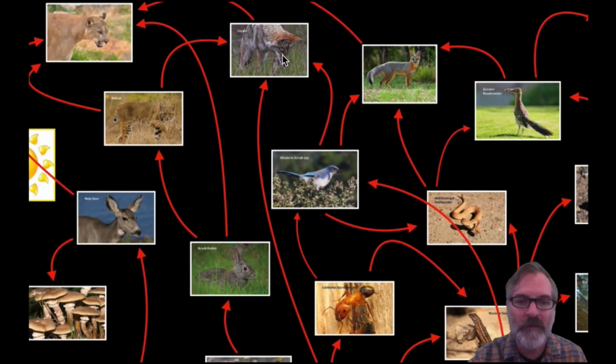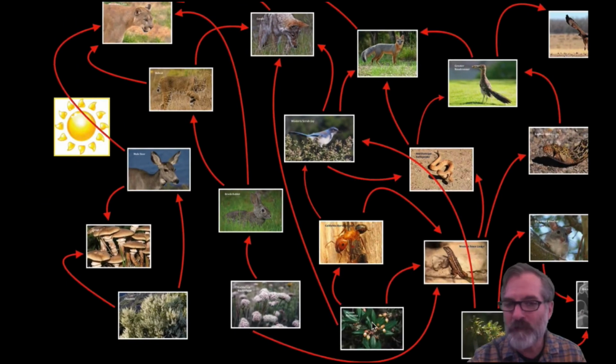Let's take a look at the coyote. Coyote could feed on the rabbit. Coyote could feed on this bird here, this scrub jay, but also is feeding on some plant material, so making it an omnivore. This lizard feeding, we already talked about that, didn't we? All right, so those would be some omnivores.